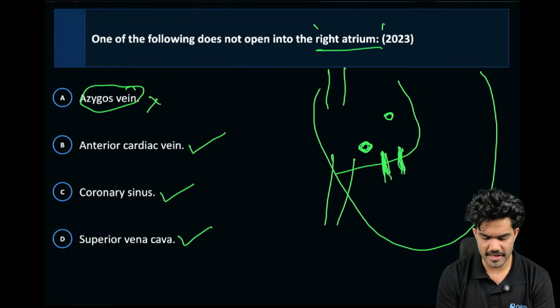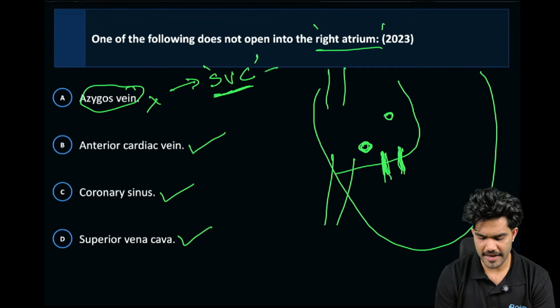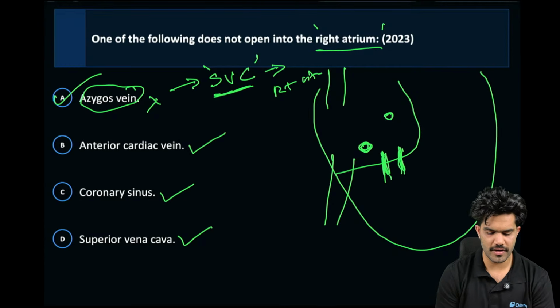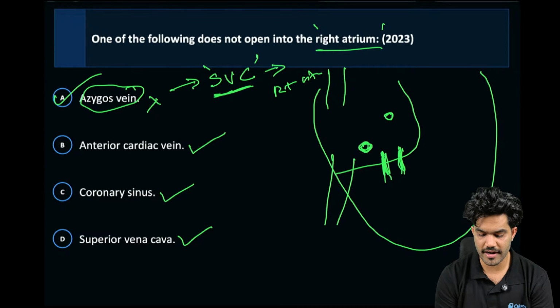Azygous vein is wrong, sir. Azygous vein drains blood to where? Superior vena cava, important. Okay. And then it drains to right atrium. So, the answer, which does not directly open into right atrium, will be azygous vein.